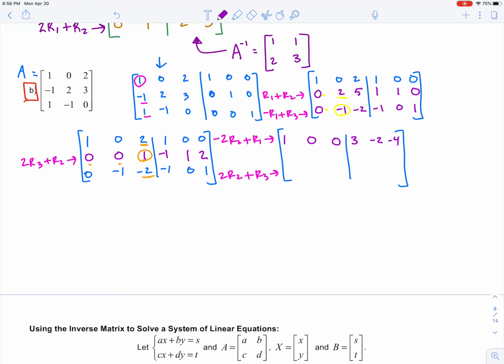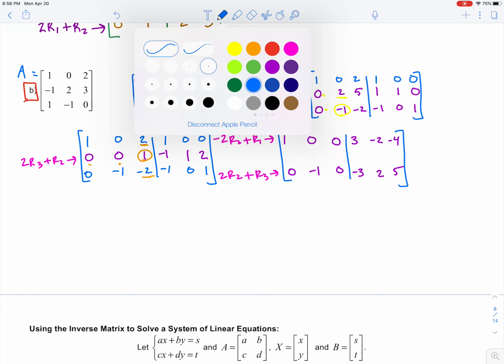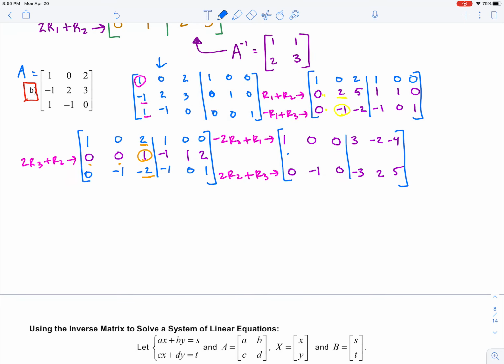2 times row 2 plus row 3. So 0, negative 1, 0. Negative 2 minus 1 is negative 3. 2 times 1 is 2 plus 0 is 2. 2 times 2 is 4 plus 1 is 5. Okay, and I will now copy down row 2. We didn't change it. 0, 0, 1, negative 1, 1, 2.